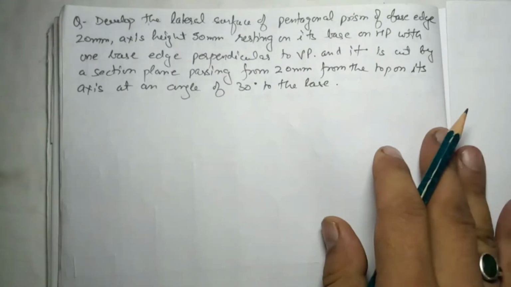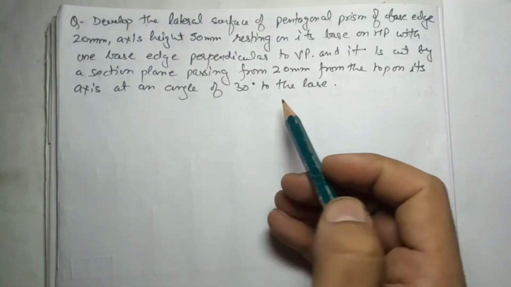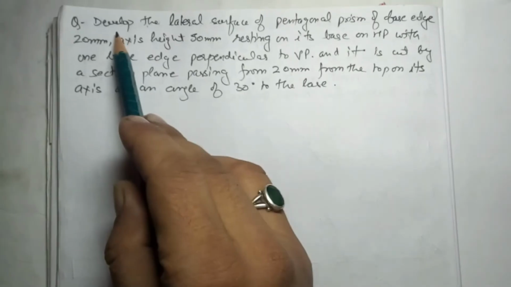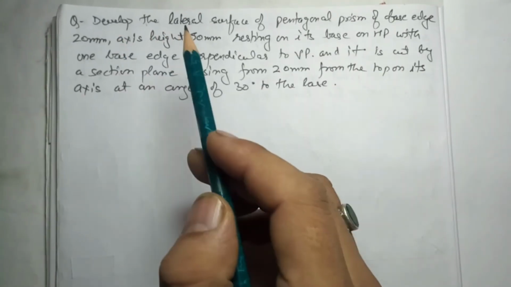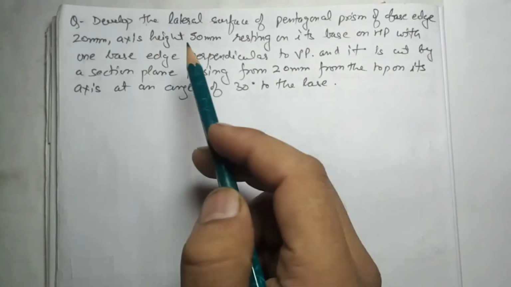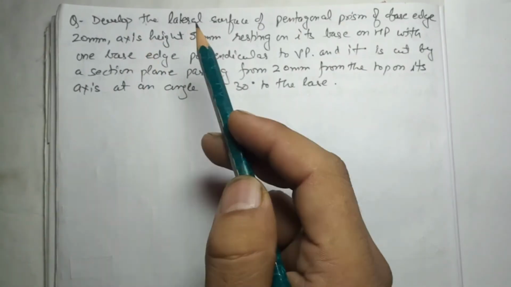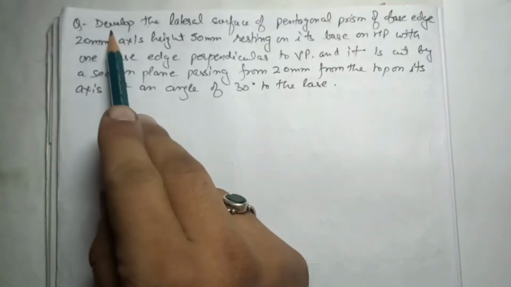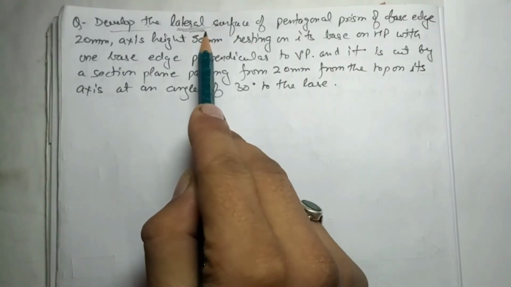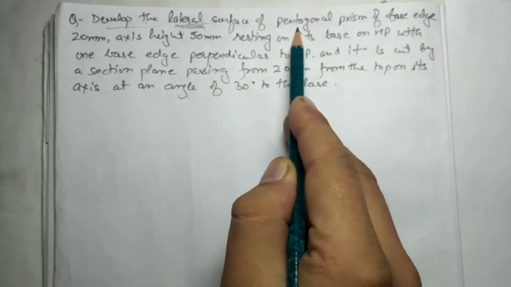Hello everyone. Now we will see one more question on the same development chapter. The topic says that we have to now start with the development of sectioned object, means development of frustum or truncated solids. So the question says that develop the lateral surface. Lateral surface means only the faces, not including the base and top. Surface of a pentagonal prism.